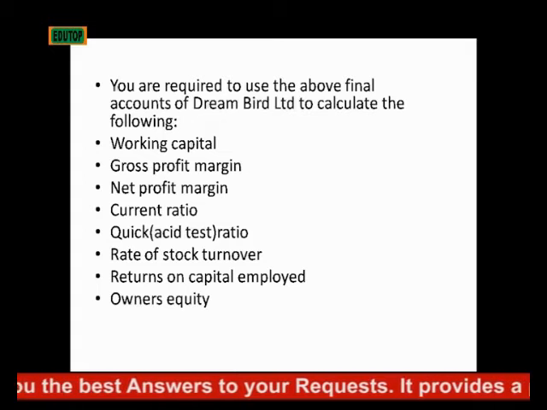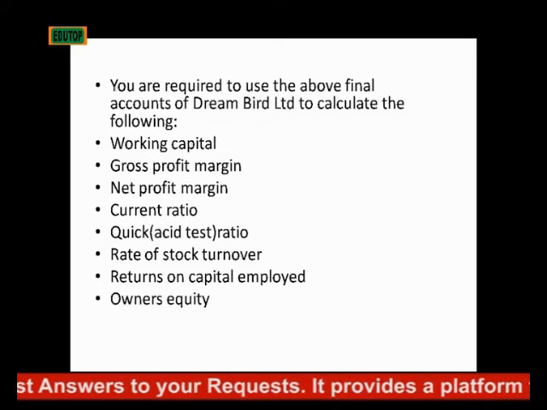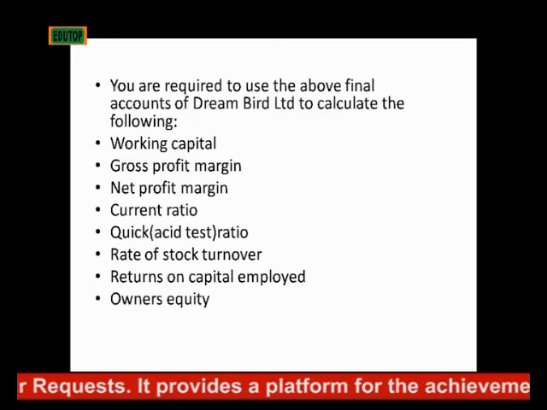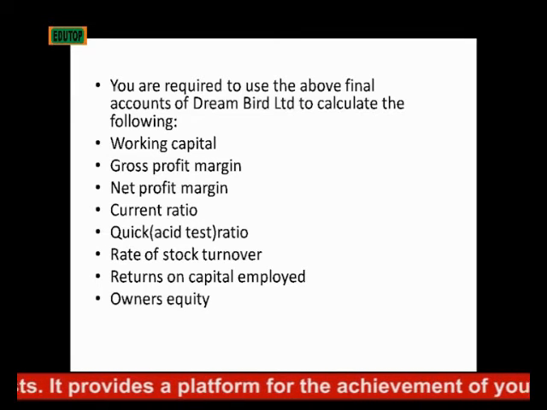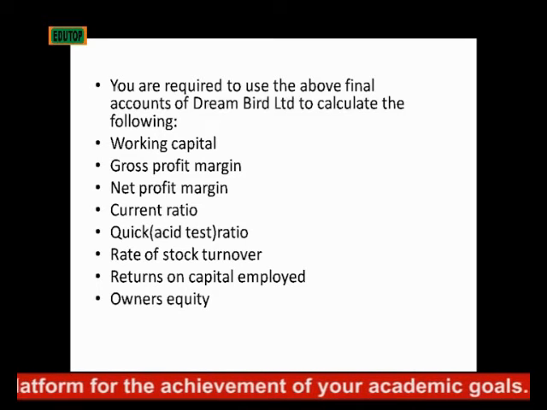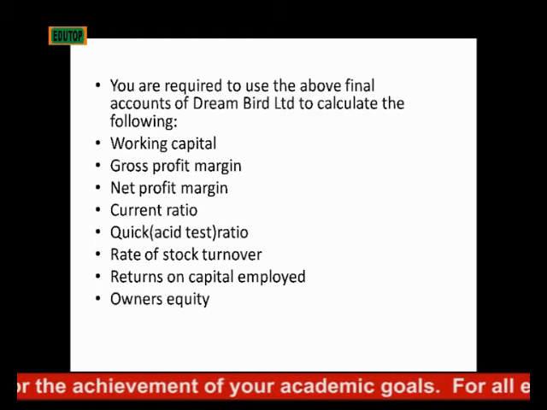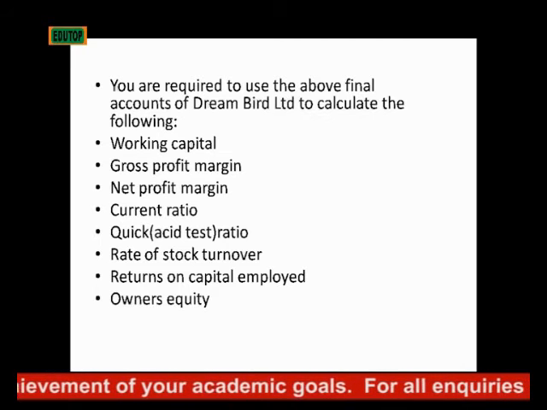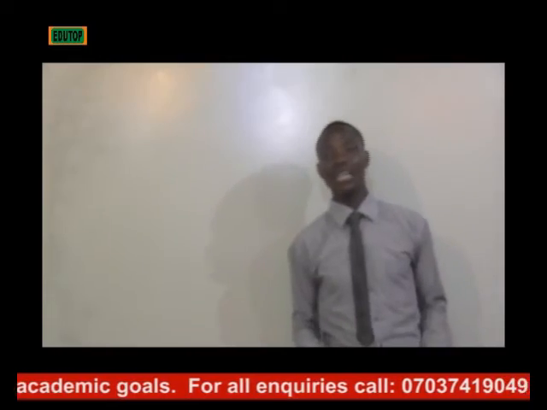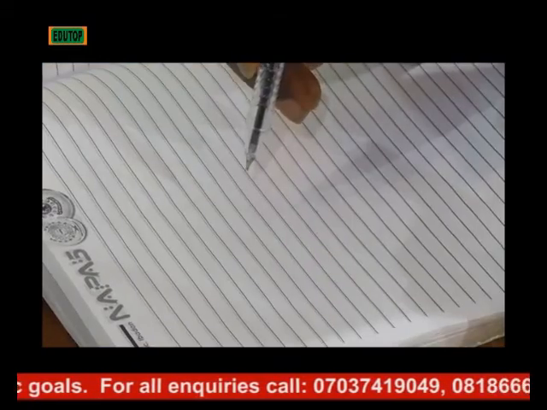We have to calculate our working capital, gross profit margin, net profit margin, current ratio, acid test ratio, rate of stock turnover, returns on capital employed, and the owner's equity. So let's begin to analyze it while we take the calculations one after the other.